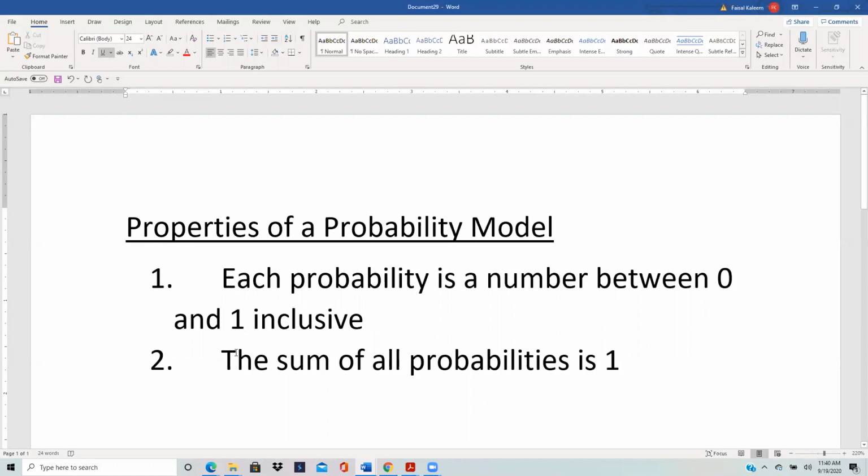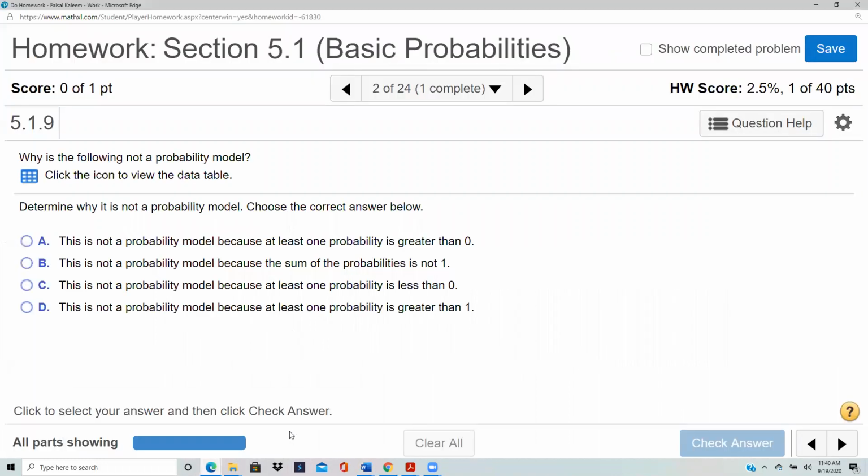So what we do is we first check the first property. If that is violated, then we can right away say that it's not a probability model. We don't even go to the second one. And if the first one is fine, then we go ahead and check the second one. And if that's also fine, then it is a probability model, otherwise not. So let's go back.